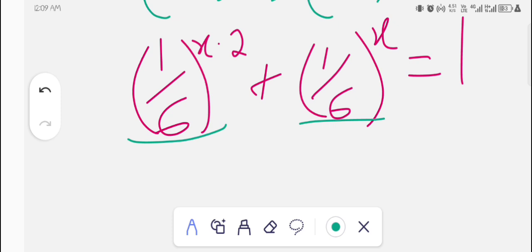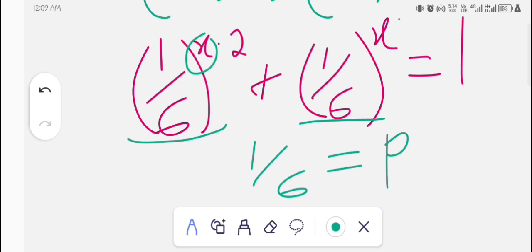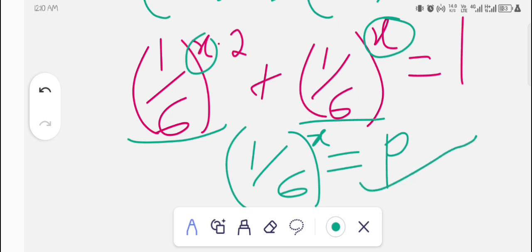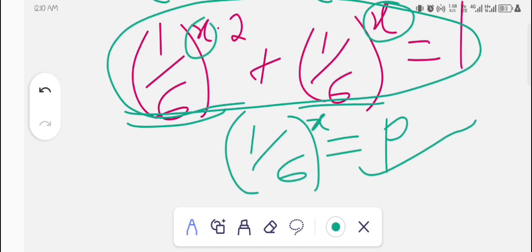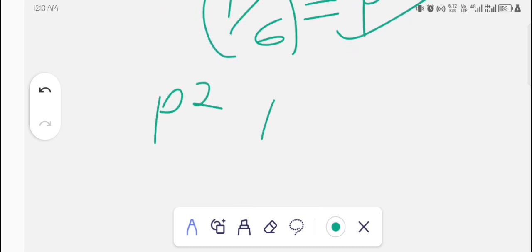We can decide to substitute 1 upon 6 as a constant, say p, right? So since we have a power of x here and a power of x here, we can also make it all together 1 upon 6 all power x being substituted as what? P. Does that make sense to us? Very good. So this will reduce the complexity of the whole equation. Are we there? So let's see what it turns out to be now. So we have p squared, are we there, plus p to be equal to 1.